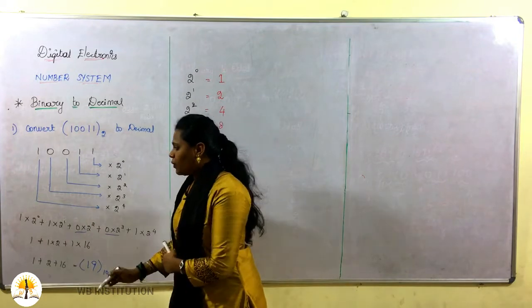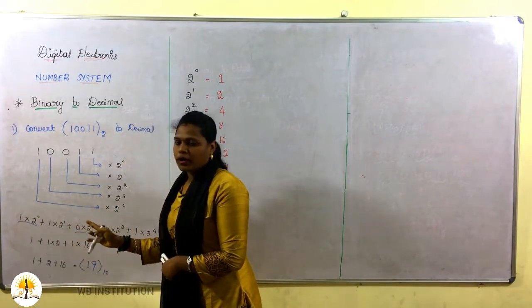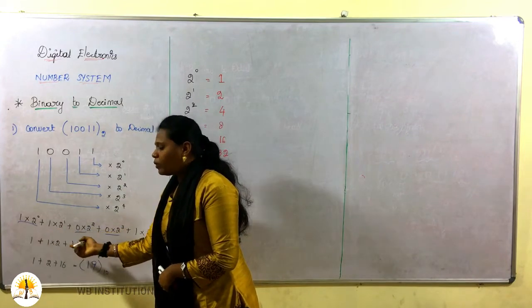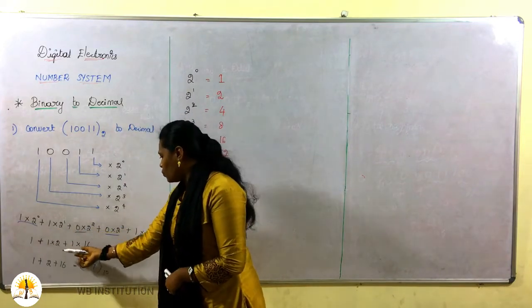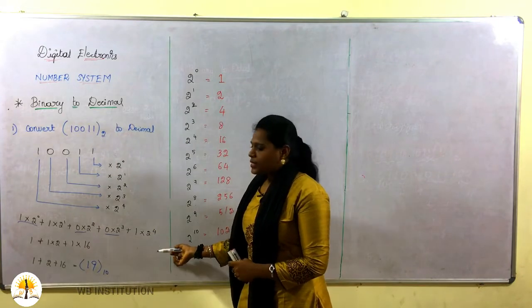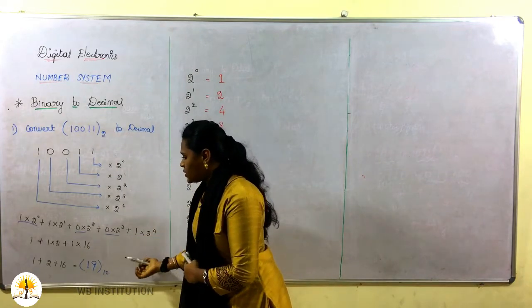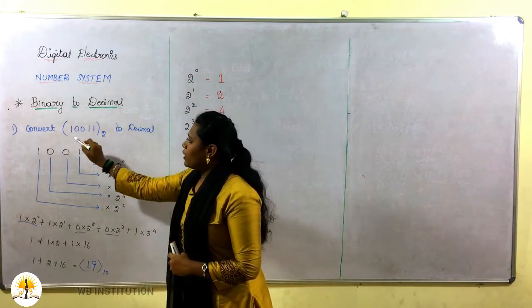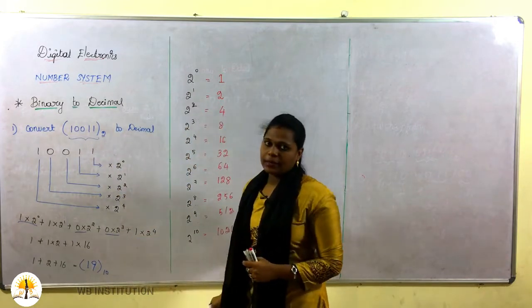So the rest of the terms I am going to take. Anything power 0 is 1. So 1 into 1 I have written as 1, and the second thing 1 into 2 power 1. 2 power 1 is nothing but 2, and 1 into 2 power 4 is 16. So 1 into 16 I have written. So 1 plus 2 plus 16 is 19. So the decimal value for this binary is 19 base 10.